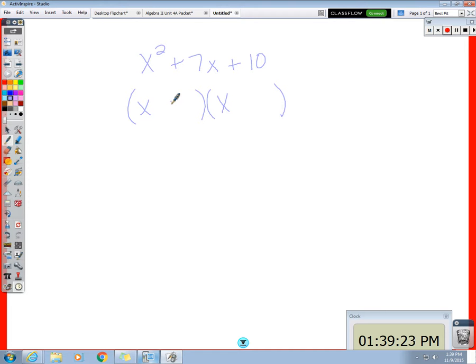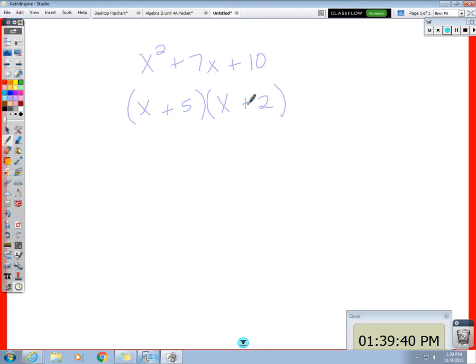Wait, you're supposed to add. Add to 7: 5 and 2. 5 plus 2 is 7. 5 times 2 is 10. But guys, aren't those the same thing? One is just factored form and one is non-factored form? Because think about it. Watch this.